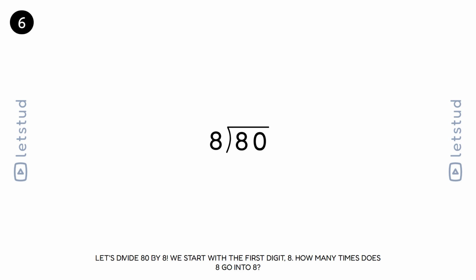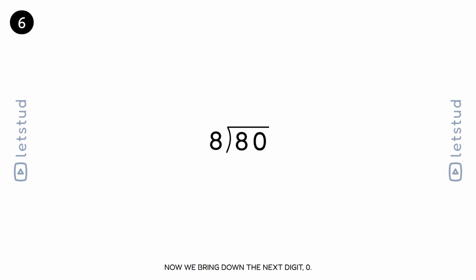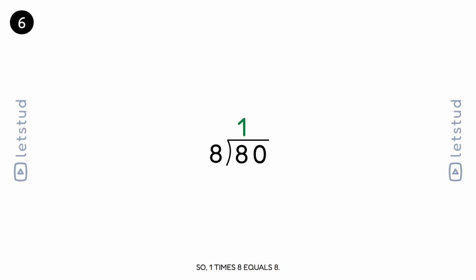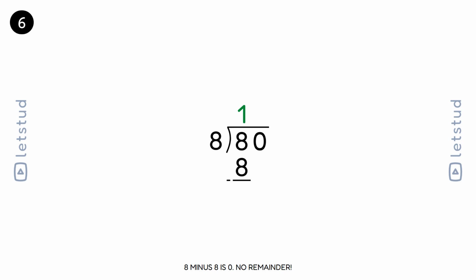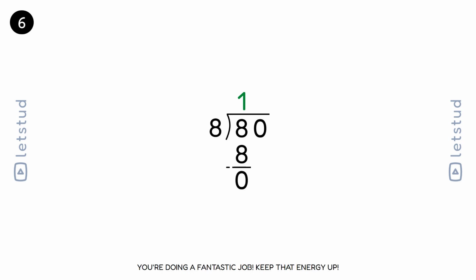We start with the first digit, 8. How many times does 8 go into 8? Now we bring down the next digit, 0. 8 goes into 8 one time. So 1 times 8 equals 8. 8 minus 8 is 0, no remainder. You're doing a fantastic job. Keep that energy up.